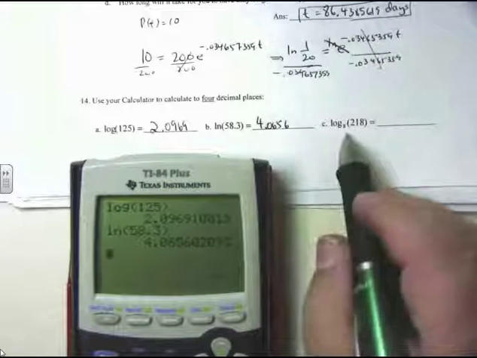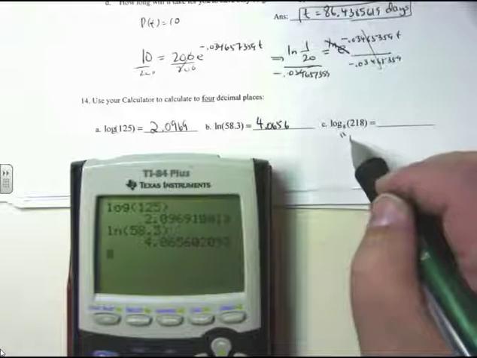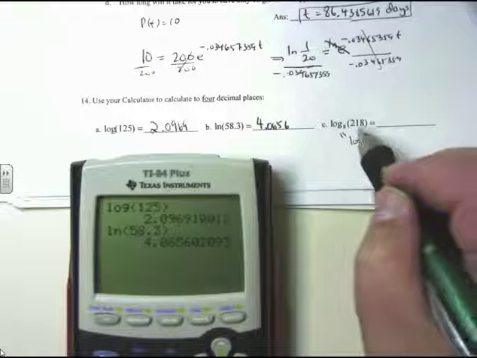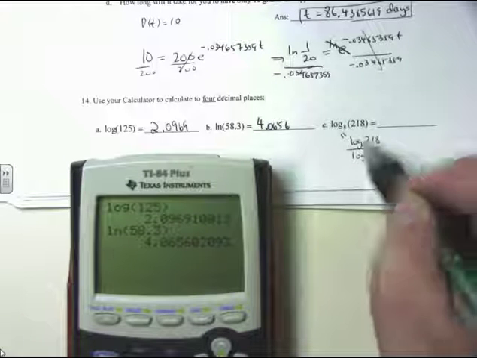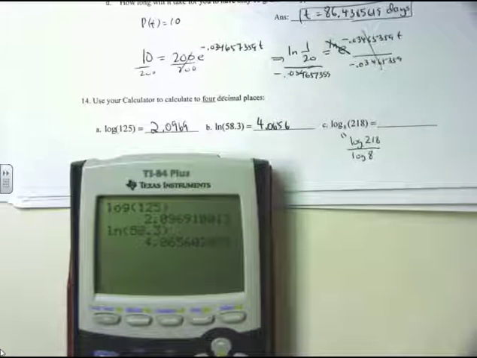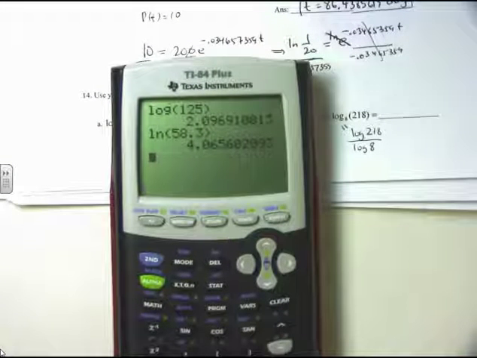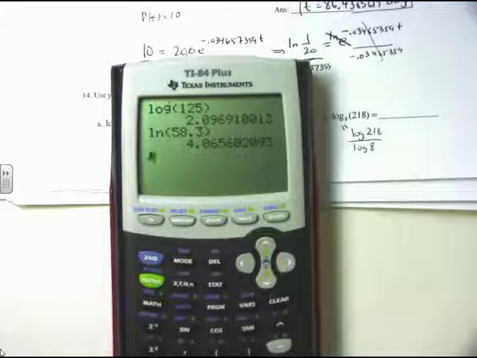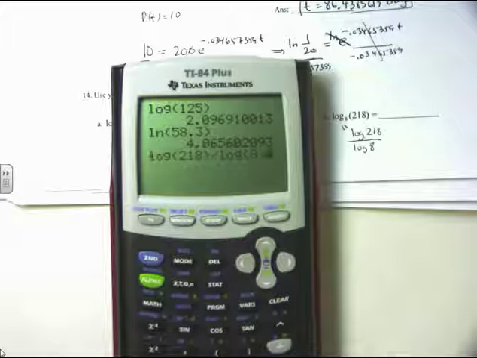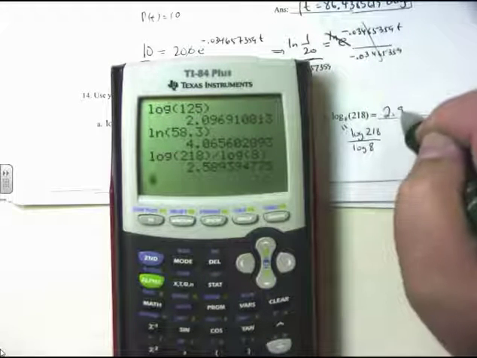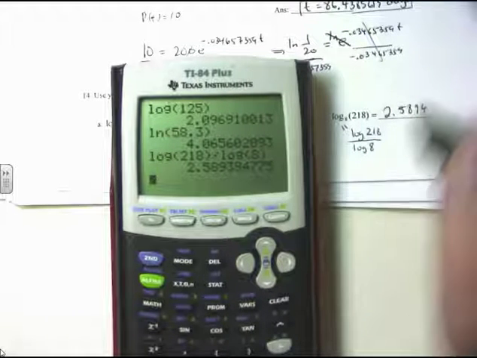This one requires the change of base formula, log base 8 of 218. But remember your change of base formula, this will be the common log of the original number, 218, and you divide by the log of the original base. This is why they really only have 2 log buttons on your calculator. And if you go in through the catalog and get the special log button, you can do it that way, and that's fine. But I'm trying to show you the change of base formula. The log of 218 divided by the log of 8 is equal to 2.5894, rounding it off to 4 decimal places.